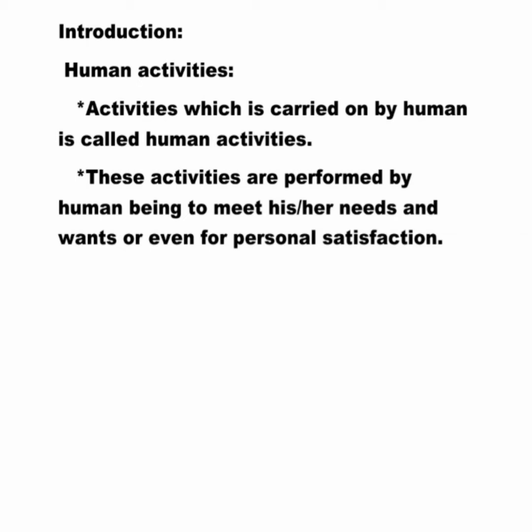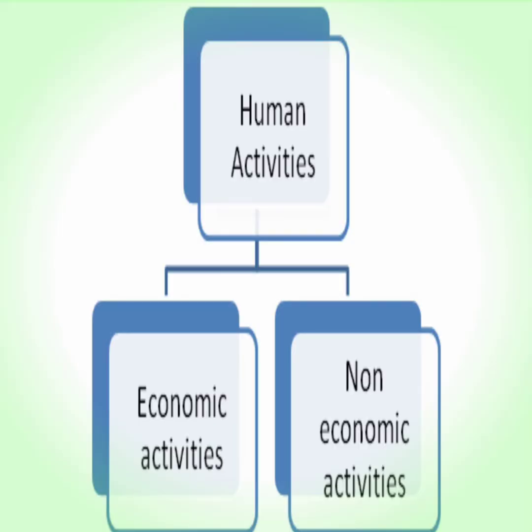These activities are performed by human beings to meet his or her needs, or even for their own personal satisfaction. Satisfaction means fulfillment of their own desire. When they do such activity in order to fulfill their own needs and wants, it's termed as satisfaction. Students, human activities are divided into two: one is economic activities and another is non-economic activities. As you see in this picture, it is divided into two. Don't forget it.